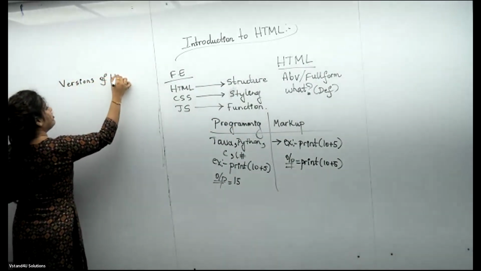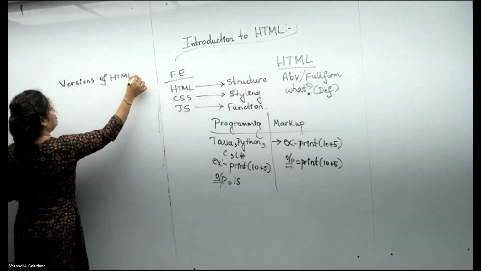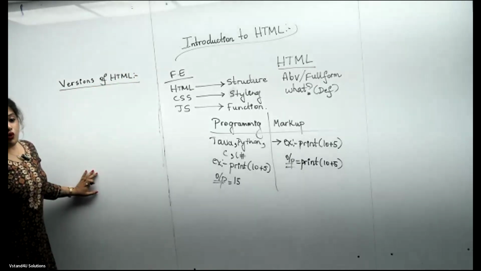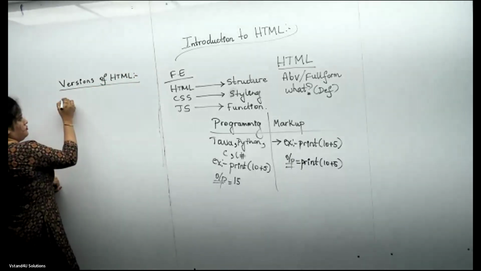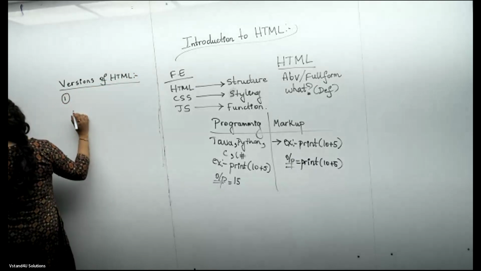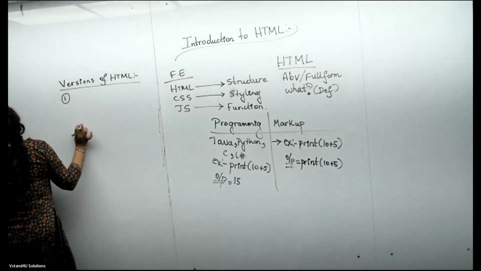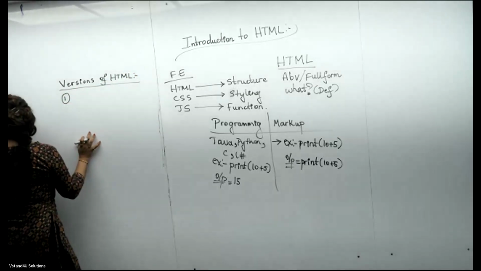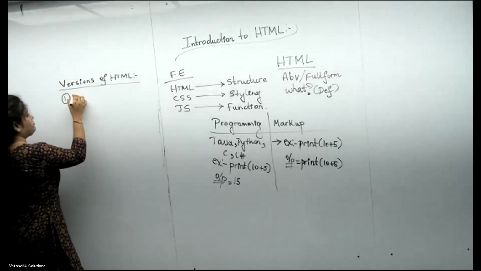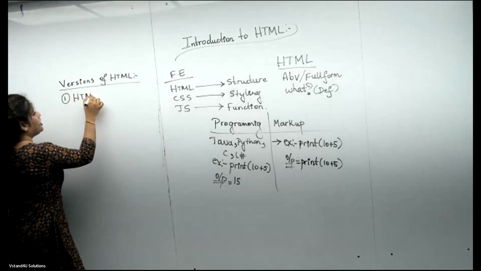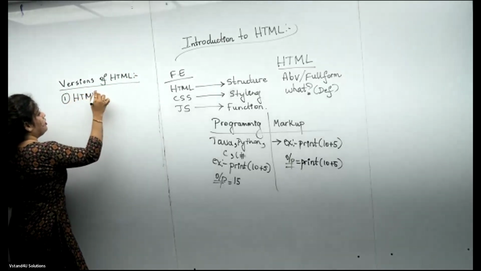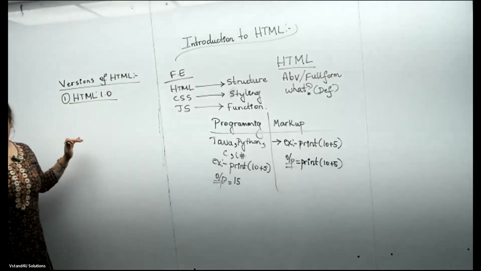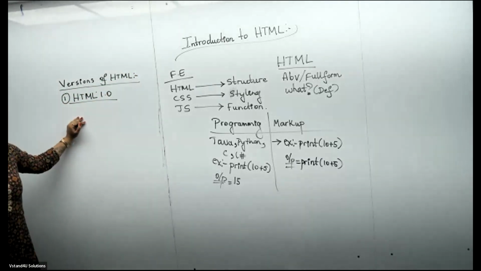What are the different types of versions? Please tell me. 1, 2, 3, 4, 5. What is the first version of HTML? You have HTML 1.0. In this, when was it introduced?